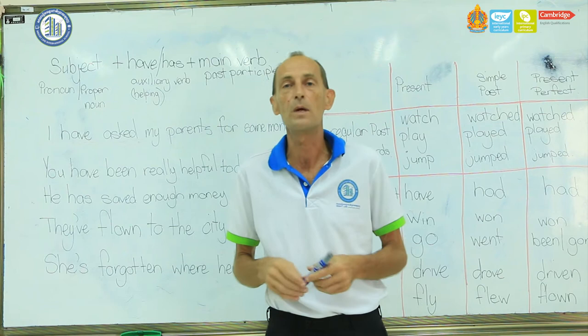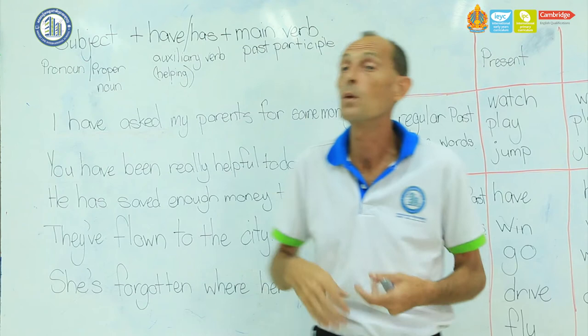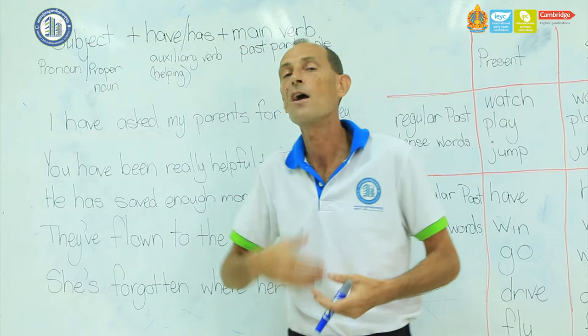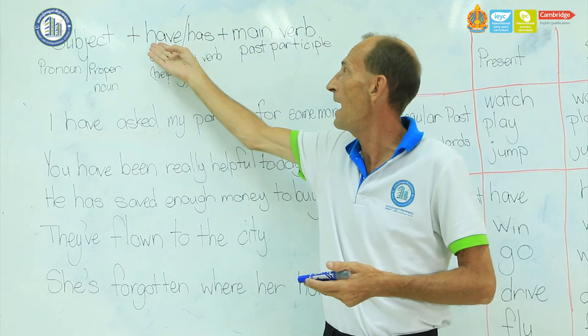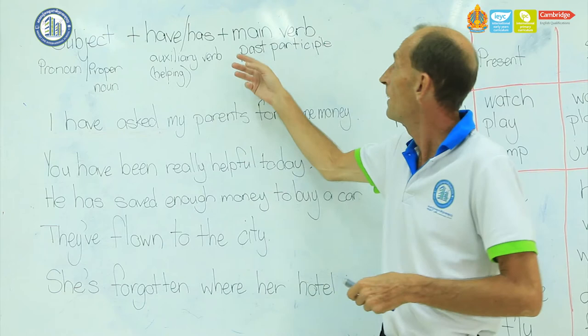Now, we start off with our subject. That is our pronoun or proper noun. That's either I, you, he, she, it, or a proper noun, your name or a person's name. Then we have auxiliary words, which are have and has. Basically they're just helping verbs. They will help us to describe if we have something or not. And our last one is the main verb, which is the past participle.